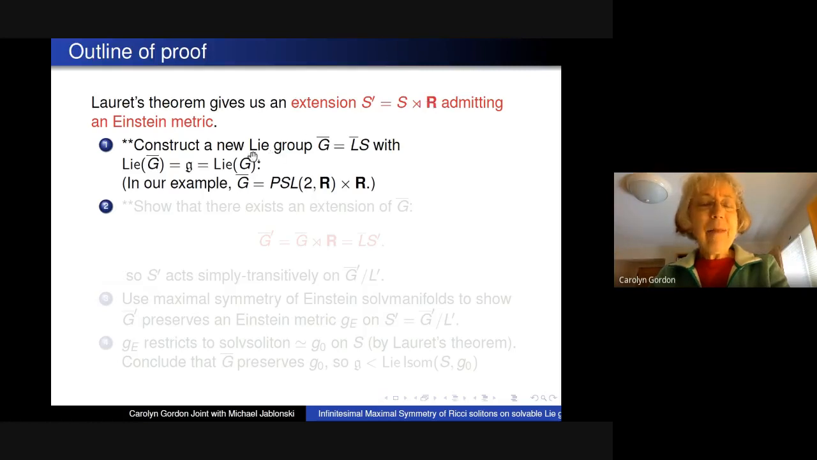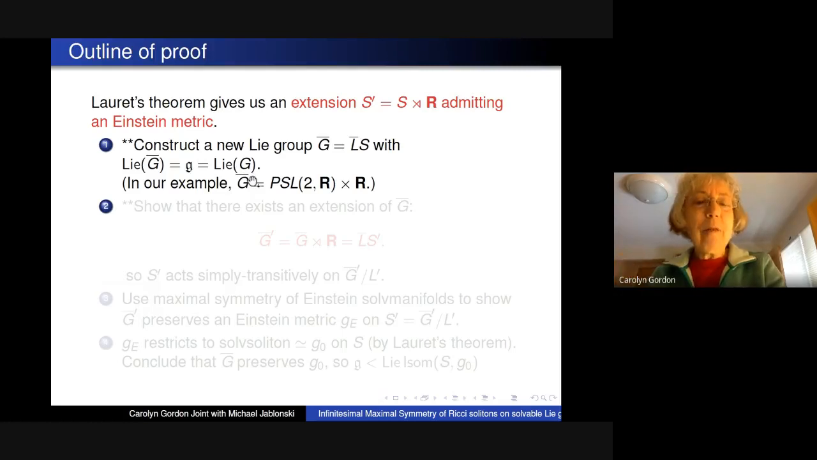And so the idea of the proof is to construct a new Lie group G bar. The bar here is just because it's new. It doesn't mean closure or anything like that. The form is compact times S with trivial intersection, with the same Lie algebra as the isometry group of the competing metric that we're looking at.